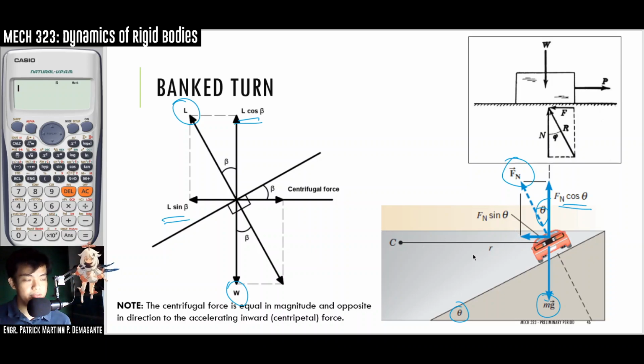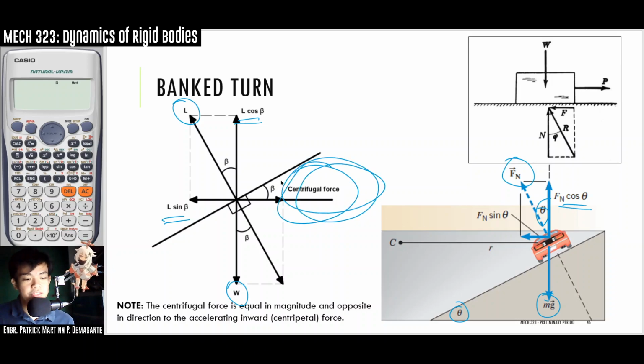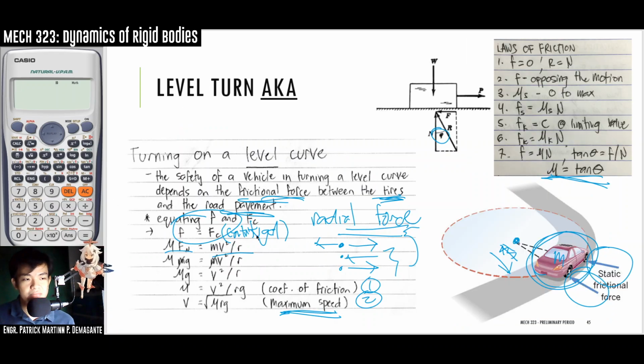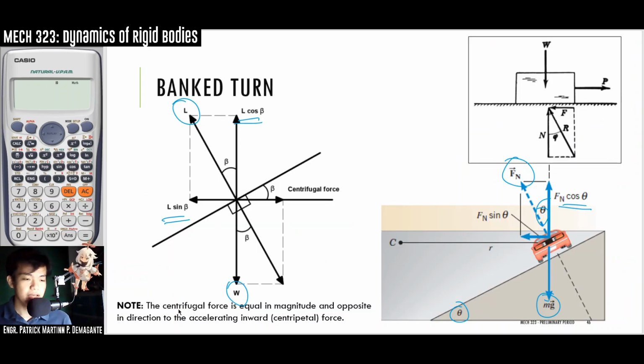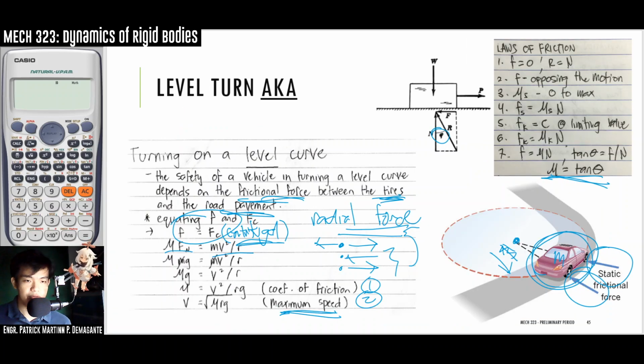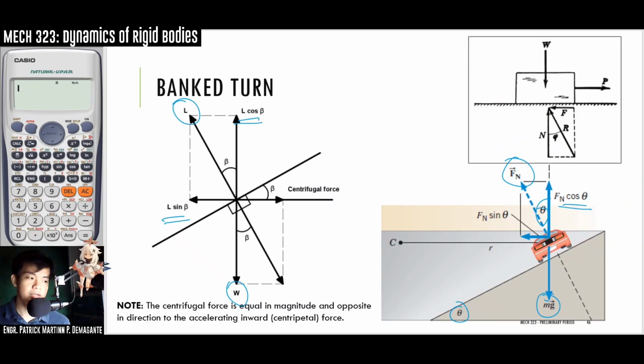Then dito, kagaya nga kanina, di ba? Sabi ko centrifugal force. Centrifugal force siya. Same dito, pero ang gamit natin equation ay yung pang centripetal force kasi nag-change lang naman yung direction. And so centrifugal force is equal in magnitude and opposite in direction to the accelerating inward centripetal force. Okay. So ano lang sila? Direction lang.